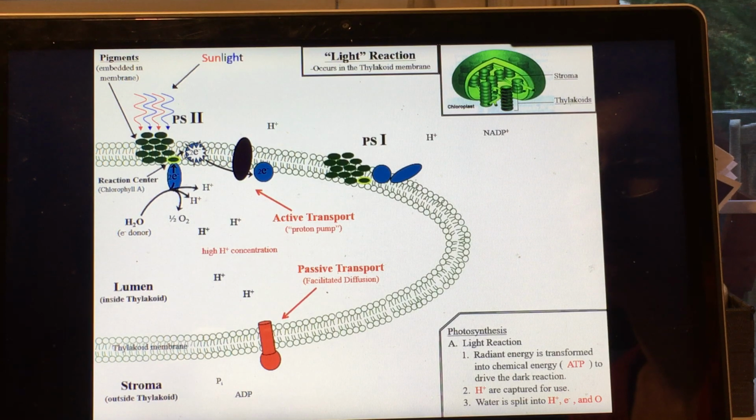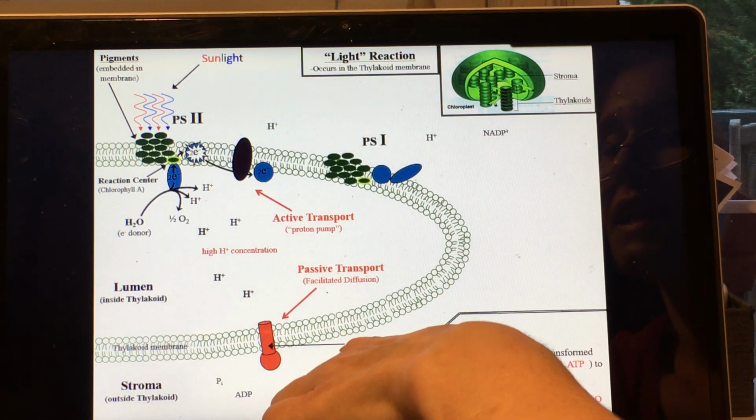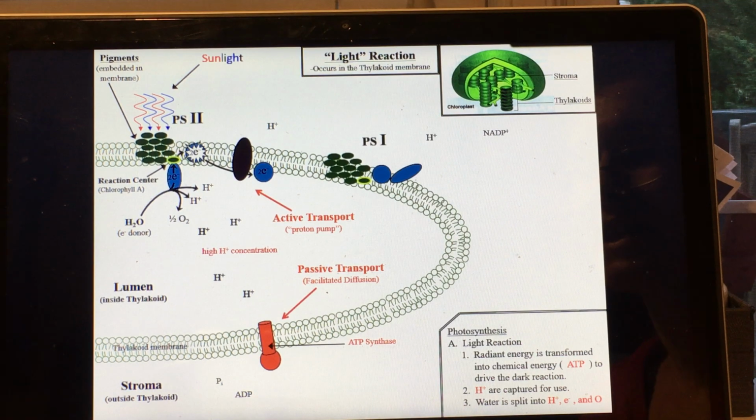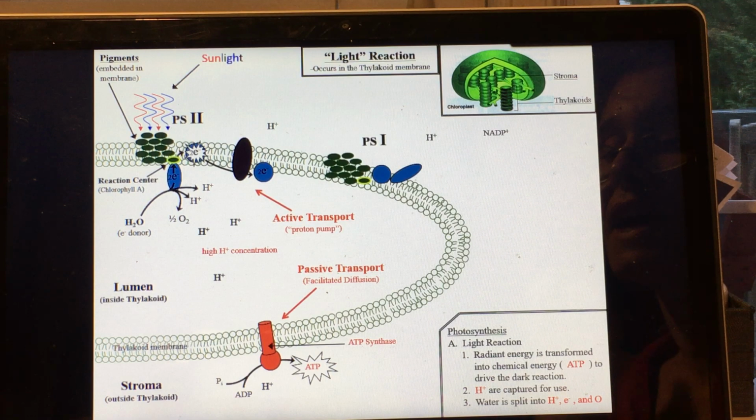The next thing that's going to happen is facilitated diffusion, which is a type of passive transport. And those hydrogen ions are going to flow through a molecule called ATP synthase. Sometimes books will call it ATP synthetase. If you come across that, that's just an older version of the name for this enzyme. You should be able to tell that it's an enzyme because it ends in the ACE ending, and you should be able to tell what it does because it's ATP synthase, that tells you it's going to synthesize ATP. So the hydrogen ions are going to flow through that protein channel. That is a protein channel and is also an enzyme.